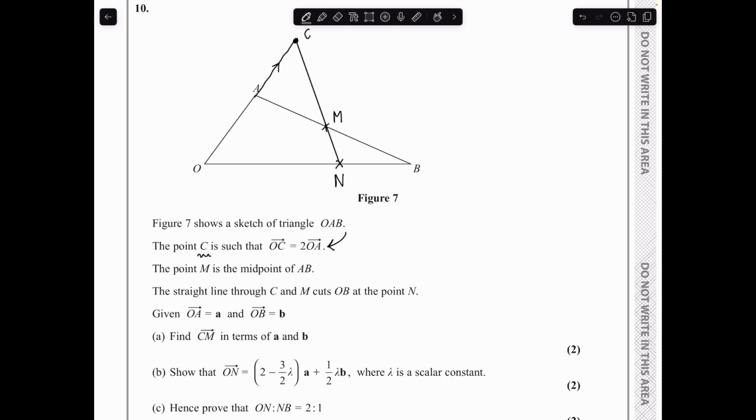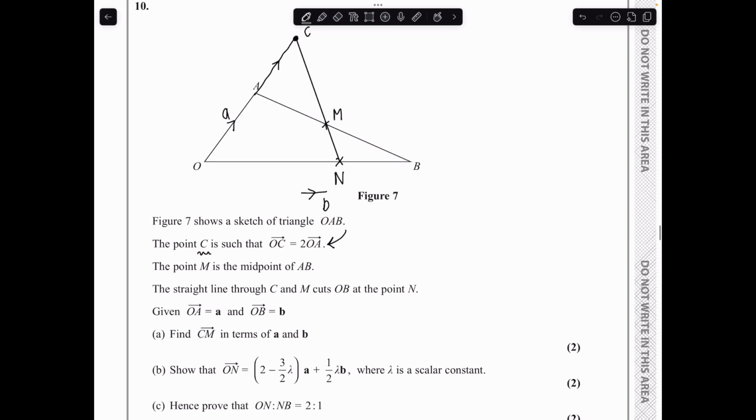Now we're told O to A is A and O to B is lowercase b. Now, since we have the point N, I'll just write B here. So we still know O to B is lowercase b, but we're just going to make sure our diagram is nice and simple for us to look at. So part A says, find C to M in terms of A to B.